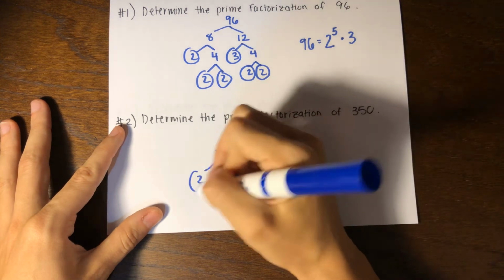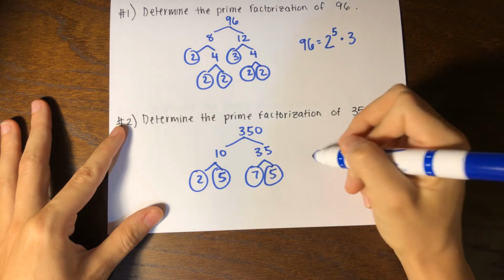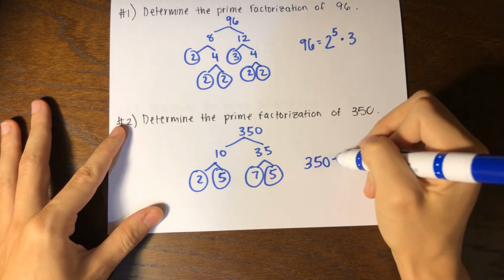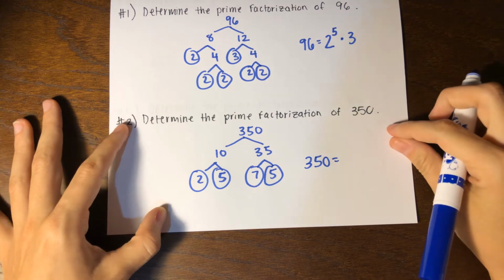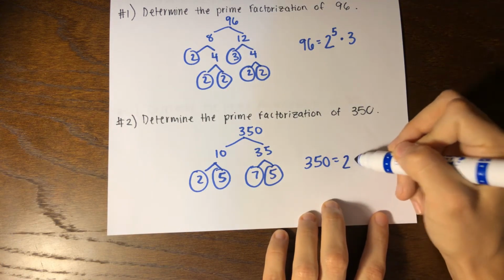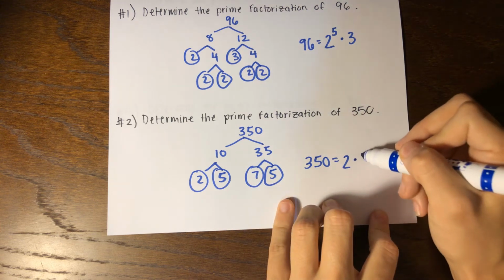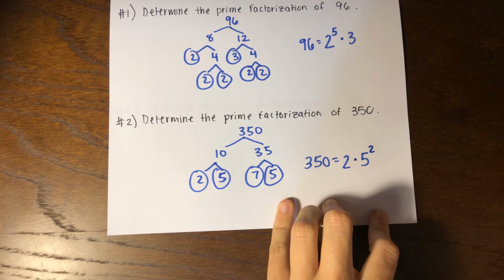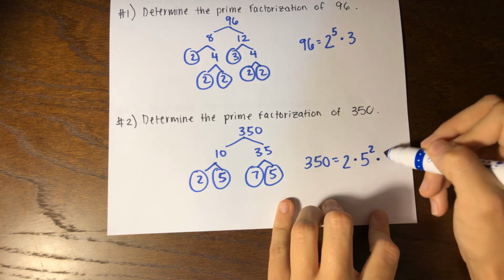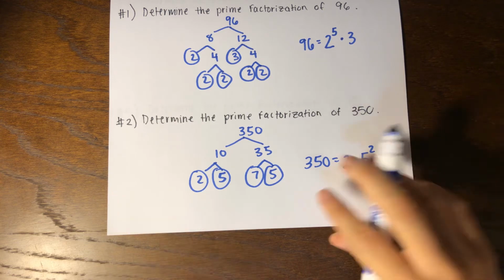Okay, so I have 2, 5, 7, and 5. So 350 equals, I have 2, and there's only one of them, times 5 is the next highest number, and there's 2 of them, so squared, times 7. My last number, and there's only one. Okay, let's move on.